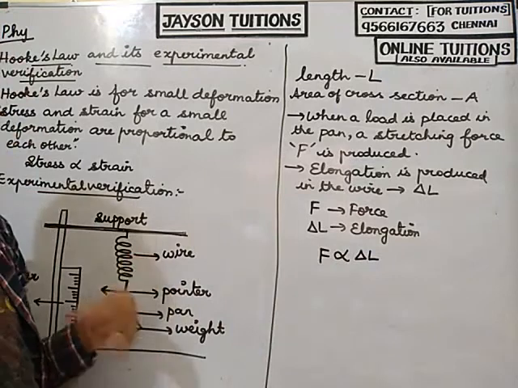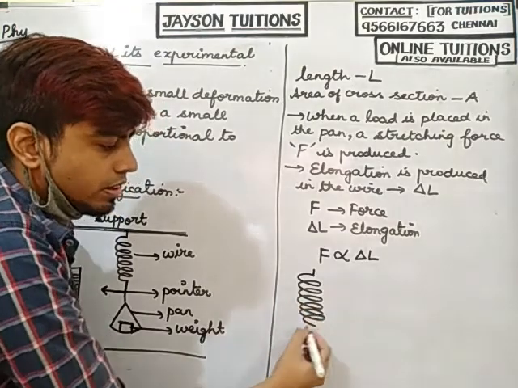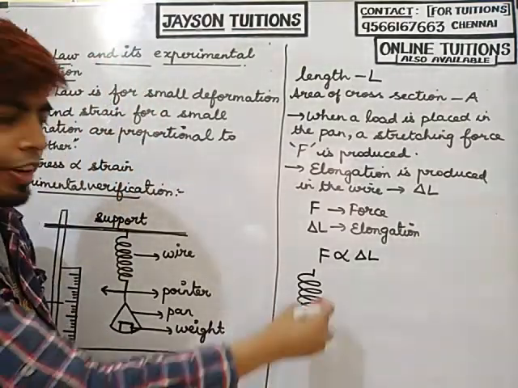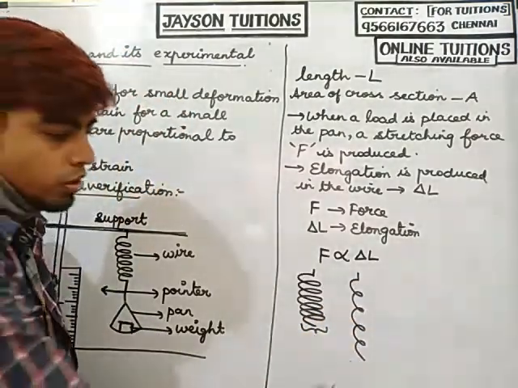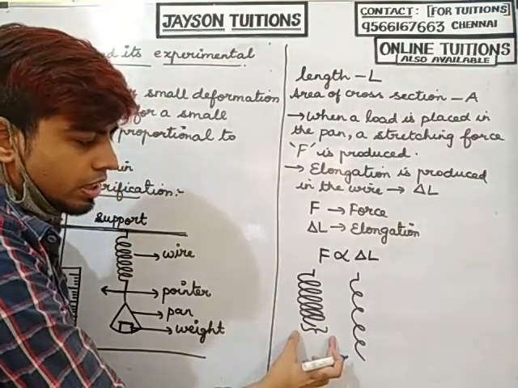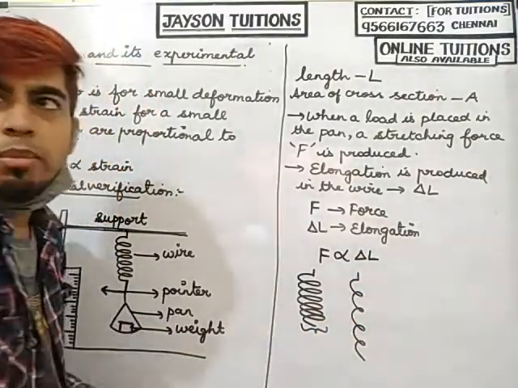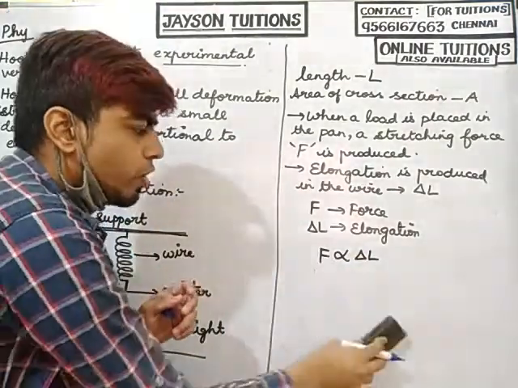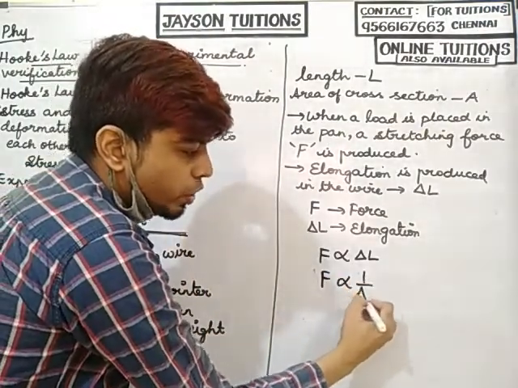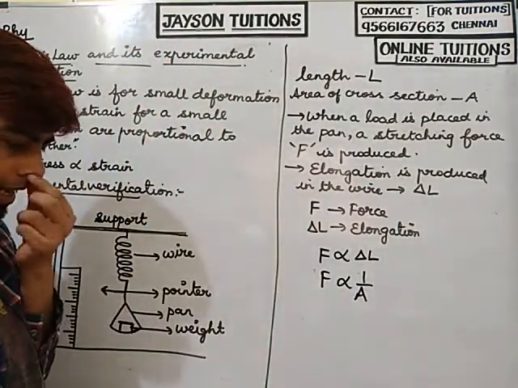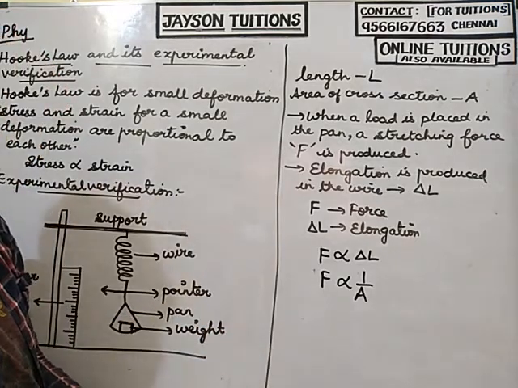What will happen to the area of the wire? If the wire is like this, this is the area of the wire. If it elongates, it will become like this. So what is happening to the area? At first the area is more. When it elongates, the area is becoming less. So if I apply force, the area is decreasing. So this force is inversely proportional to the cross-sectional area.